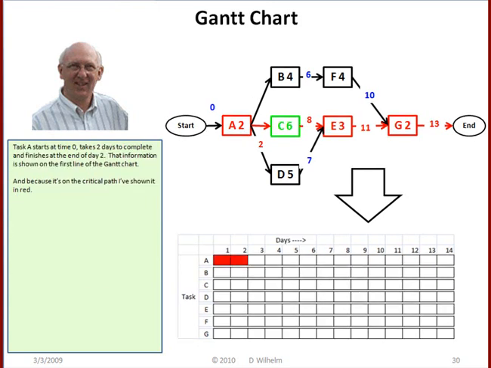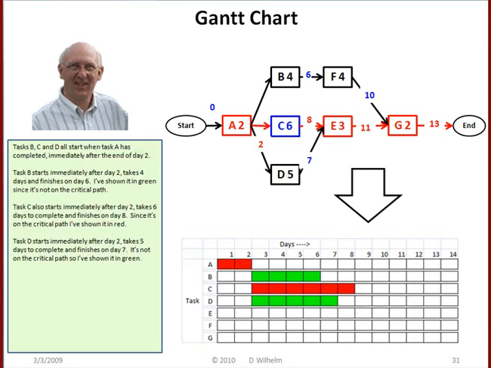Task A starts at time 0, takes 2 days to complete, and finishes at the end of day 2. That information is shown on the first line of the Gantt chart. And because it's on the critical path, I've shown it in red. Tasks B, C, and D all start when Task A has completed, immediately after the end of day 2. Task B starts immediately after day 2, takes 4 days, and finishes on day 6. I've shown it in green since it's not on the critical path.